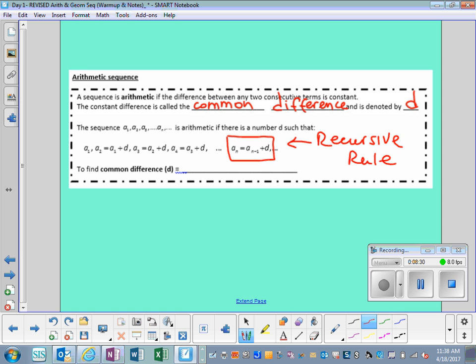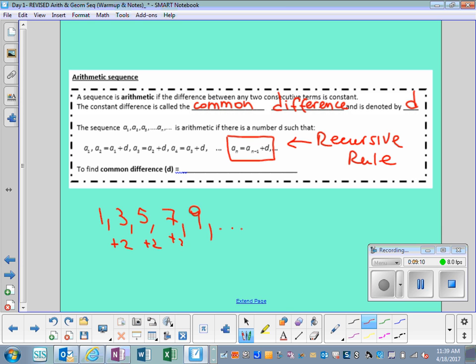In an arithmetic sequence, to find the common difference D, what do you always do? How do I look at my numbers to figure out the common difference? If I have 1, 3, 5, 7, 9, does this look like an arithmetic sequence to you? No calculators, just look at this. Yes, because from every term to the next one it's plus 2, plus 2, plus 2, plus 2.